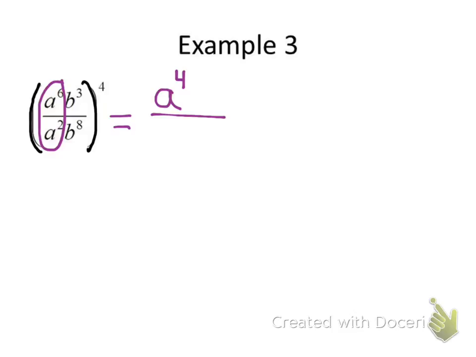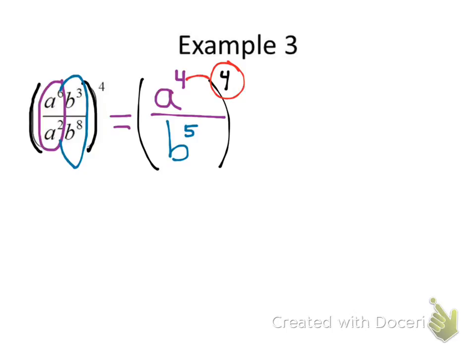Top, good. Check out your B's. B to the 3rd over B to the 8th. B to the 5th, and where would that guy go? Bottom, so B to the 5th on the bottom. And then that's all still to the what? 4th power. Very good.